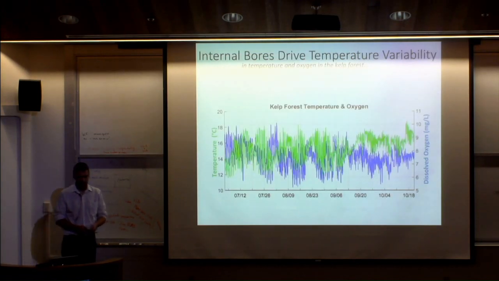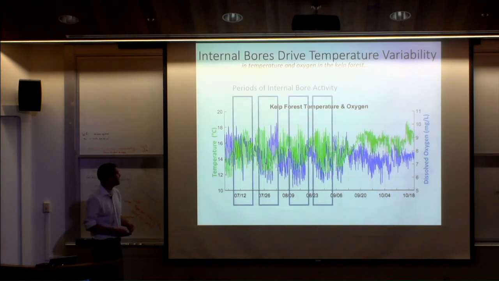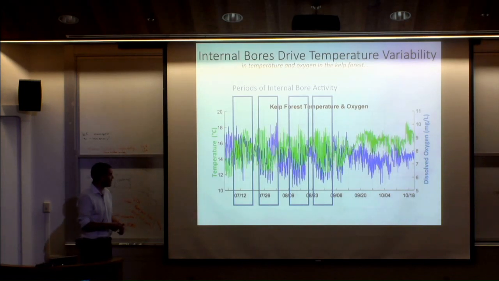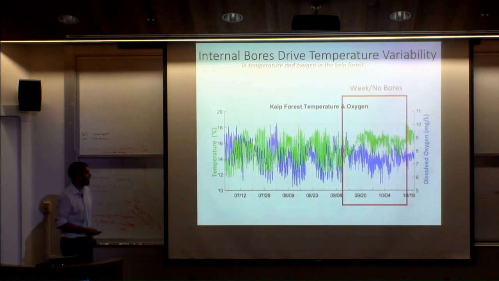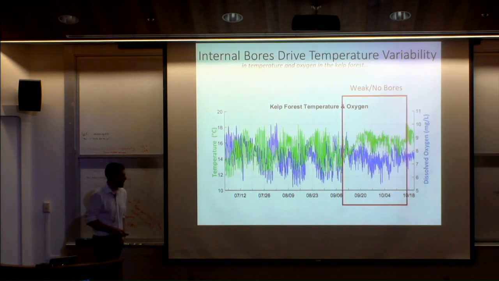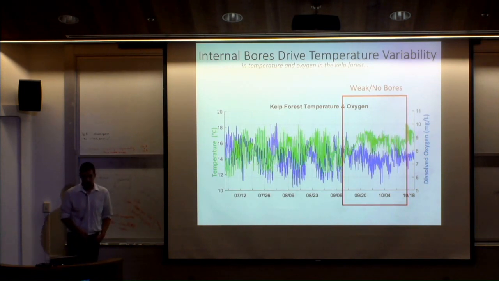And if we look at temperature and oxygen over the course of a summer, so temperature here is in green, oxygen is in blue, I will tell you that when we have periods of internal bore activity, that's when we see by far the largest fluctuations in both temperature and oxygen, and they co-vary, versus a period where we had much weaker bores and temperature and oxygen don't fluctuate as strongly.